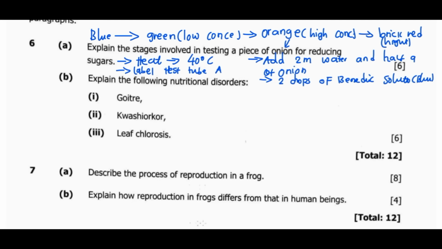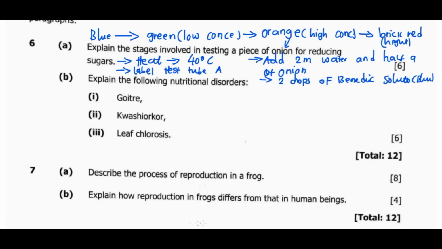Now let's look at B. Explain the following nutritional disorders. So if you look at a disorder, it is just a condition in which a certain part or organ of a living organism is not functioning properly.